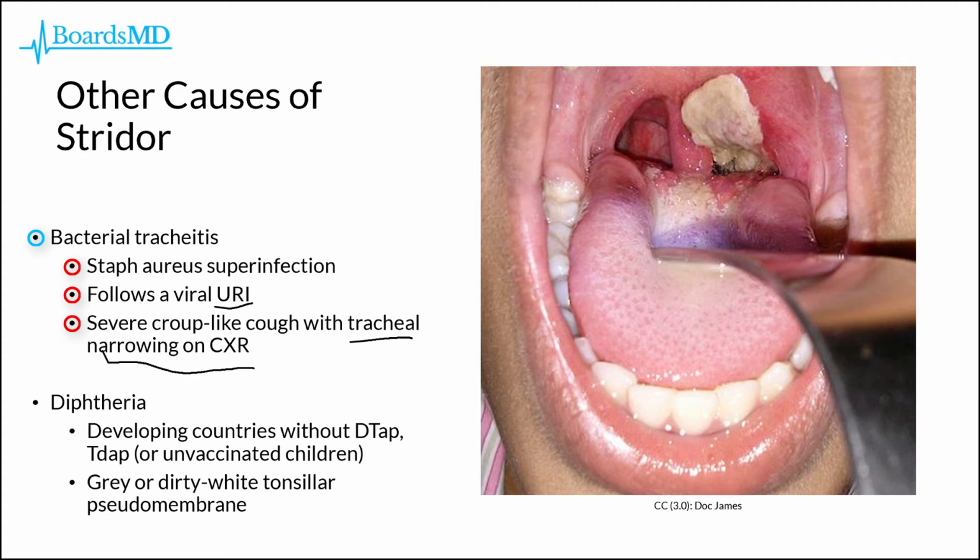Another cause of stridor that likes to show up on examinations is diphtheria. This is typically going to be found in patients from developing countries who don't have the benefit of DTaP or Tdap. In other words, these are going to be unvaccinated children. And classically, they are going to present with a gray or dirty white tonsillar pseudomembrane, which can be appreciated in our clinical image here on the right-hand side of the presentation.